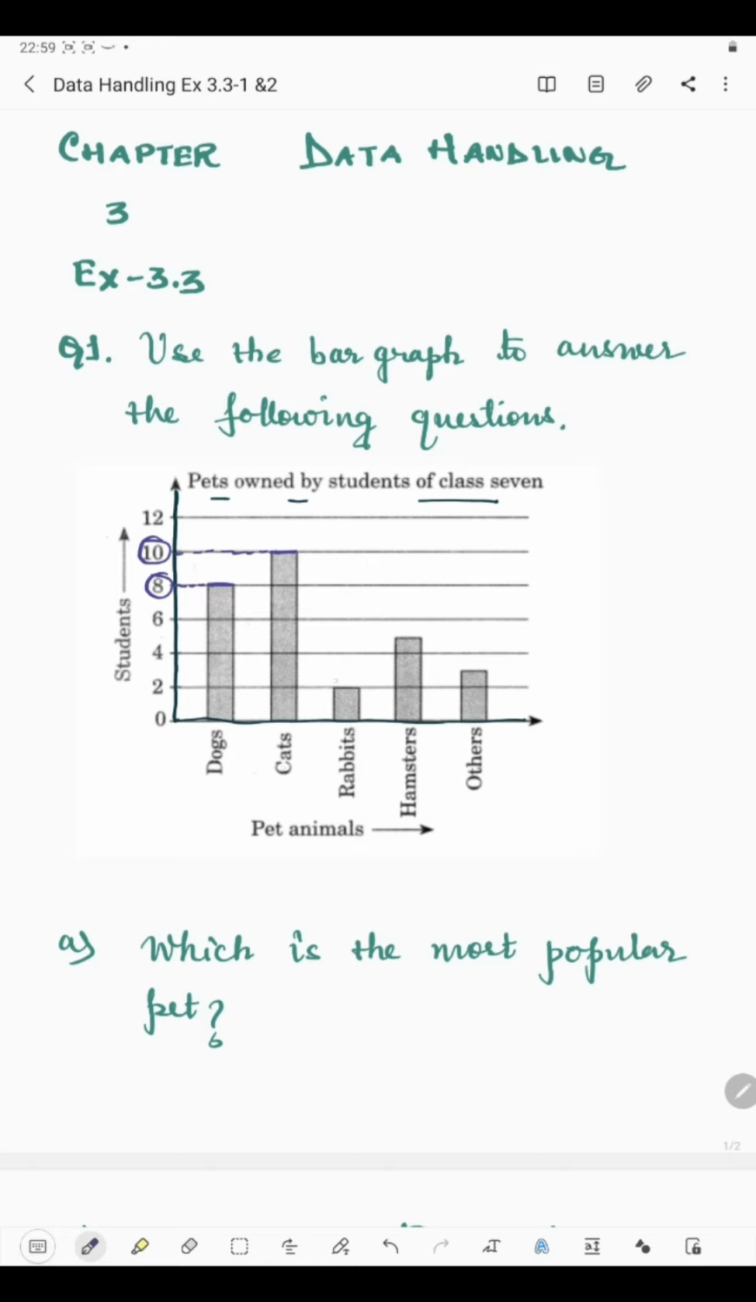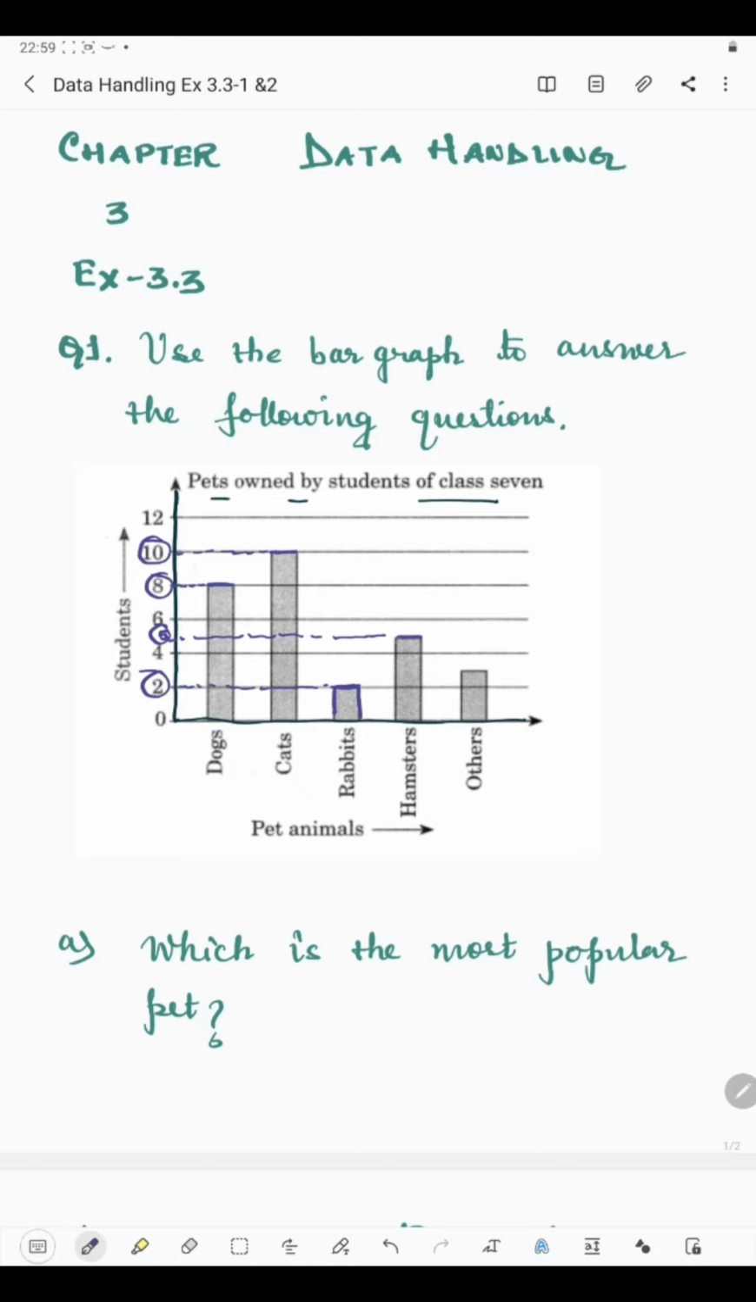Okay. Now rabbit is in the third bar. Now we'll just check the height of the bar. It is showing how many students have rabbit as a pet? It's 2. Okay. Now coming to the fourth bar, just check the height of the bar. This is exactly in between 4 and 6. That means it is showing 5. That means 5 students have hamster as a pet.